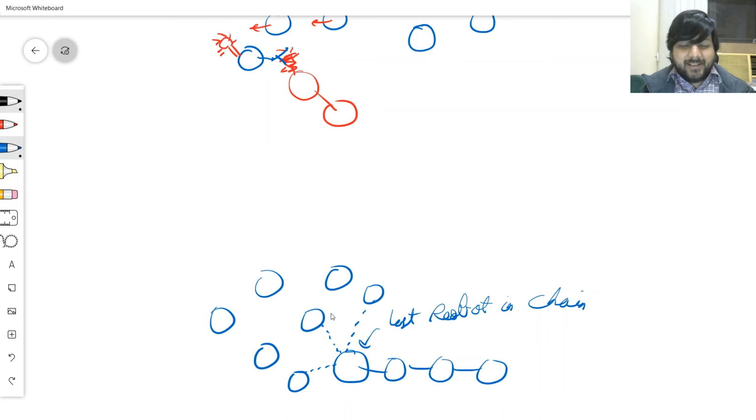These robots will give their bids to this robot, and then this robot will respond to the robot which has the highest bid, let's say this one. If this robot has the highest bid, of course there is a red light it needs to be attracted to as well. So only the robot that wins the bid is attracted by the red light. All the others are actually repelled by the red light so as to give it space. So this robot comes over here, gets attracted by the red light.